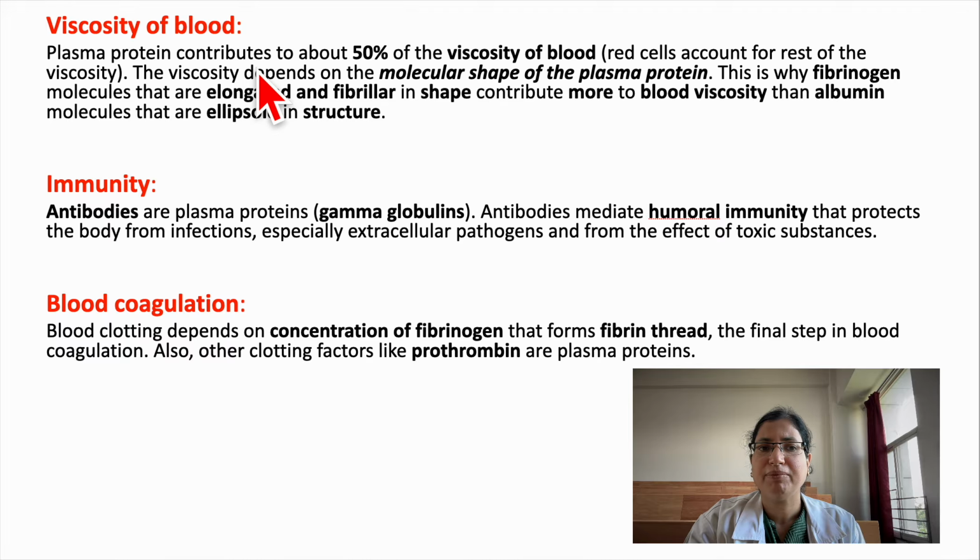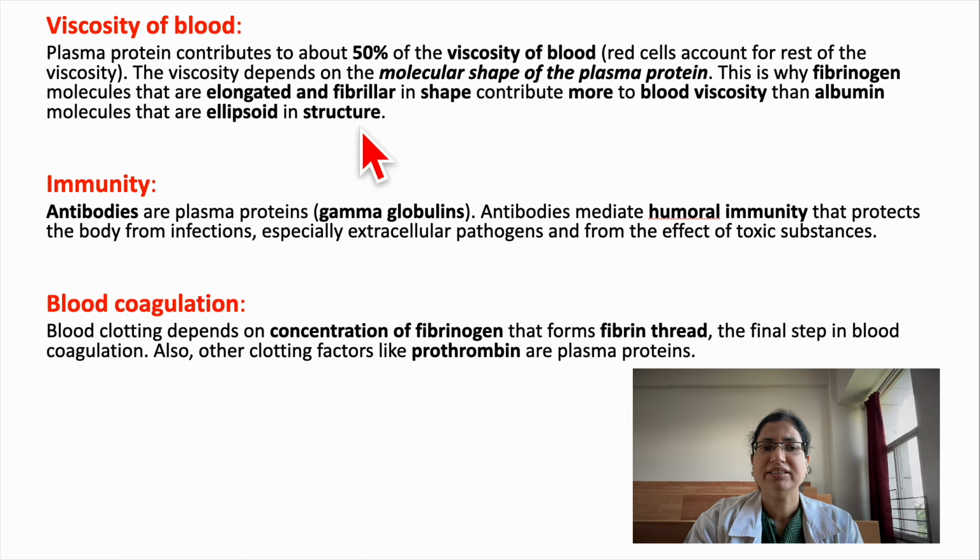This is why fibrinogen molecules that are elongated and fibrillar in shape contribute more to blood viscosity than albumin molecules that are ellipsoid in nature. So, the shape of the different types of plasma proteins is responsible for the viscosity. Mainly the elongated and fibrillar shape of fibrinogen is responsible for the viscosity of blood.